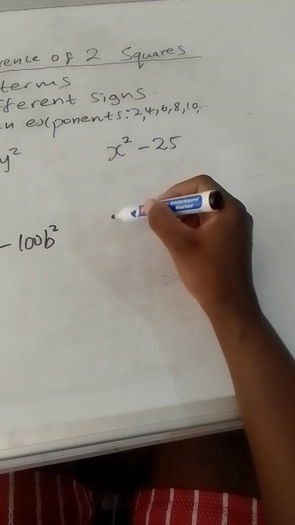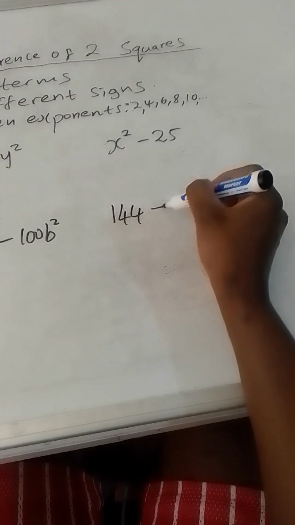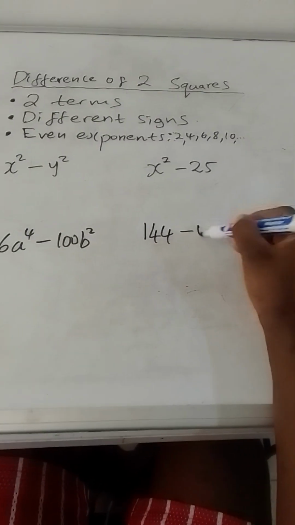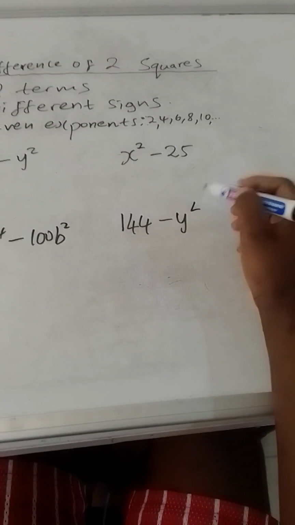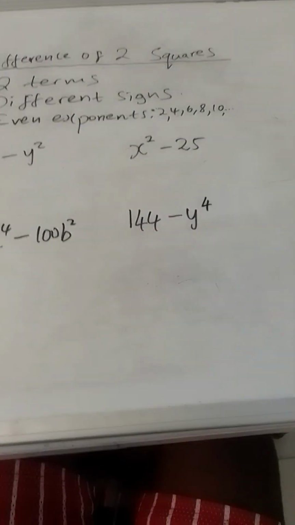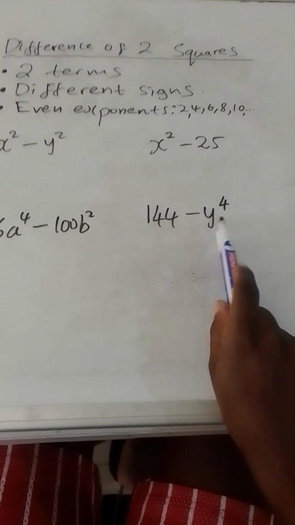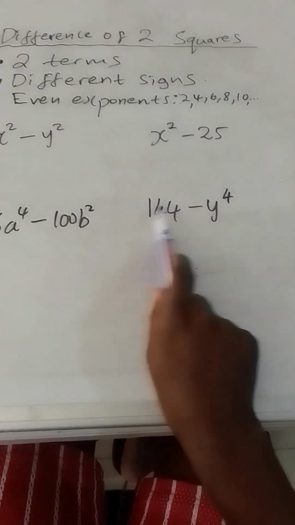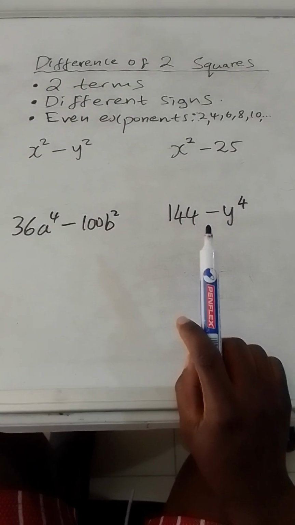Let's say you have 144 minus y to the power 4. Now, this is a difference of two squares because you have two terms and they have different signs and the exponents of the variables are even. So that's how you identify a difference of two squares.